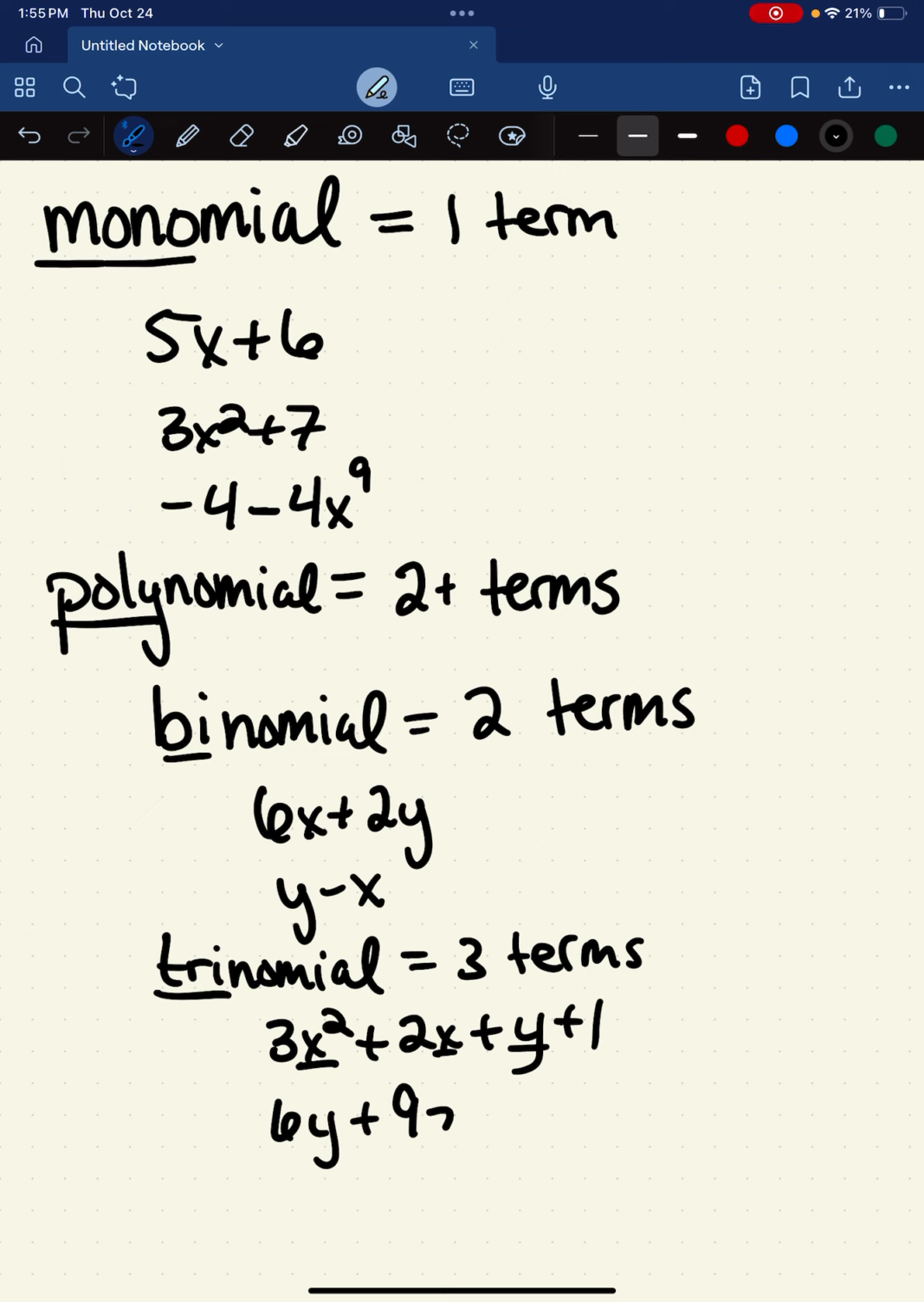6y plus 9z plus 4x. It's going to be another one because we have three terms. And we can keep going. Those are all polynomials. Okay, so apart from naming conventions, let's review. Let's combine like terms.